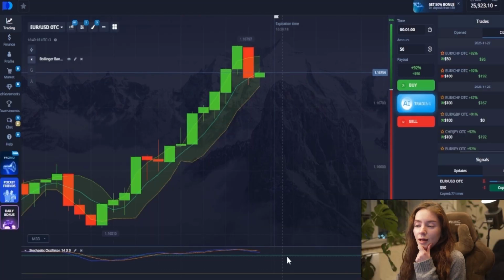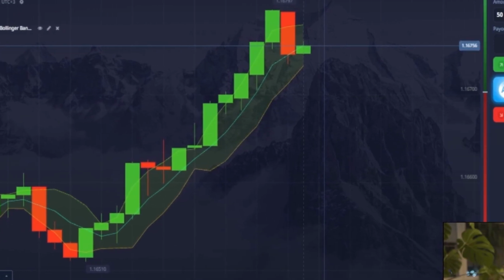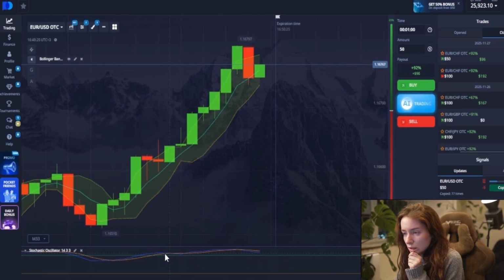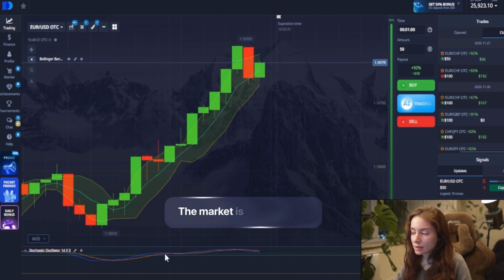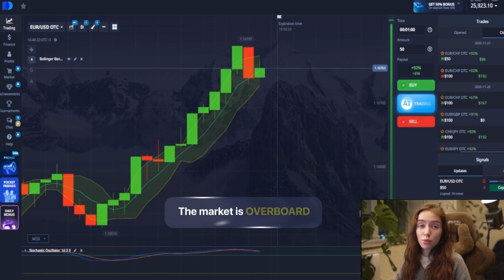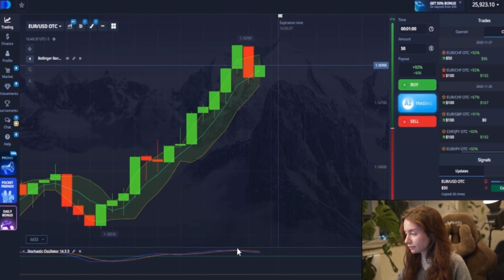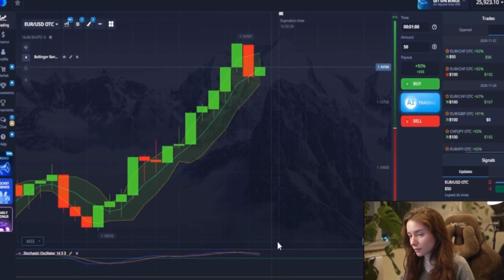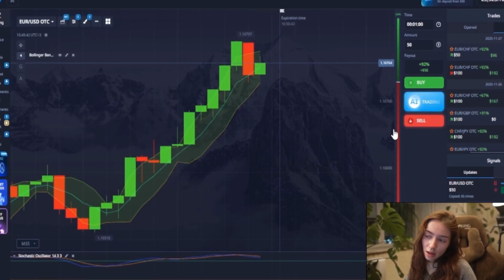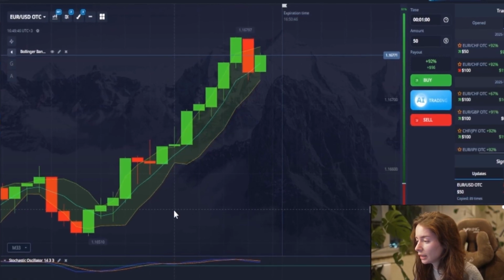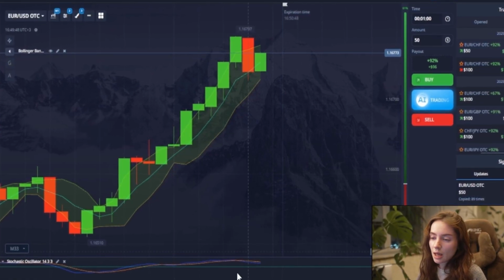Again, looking at the situation now, we see a fairly long period above 80, which indicates that the market is overbought. Accordingly, we can place a sell trade here.